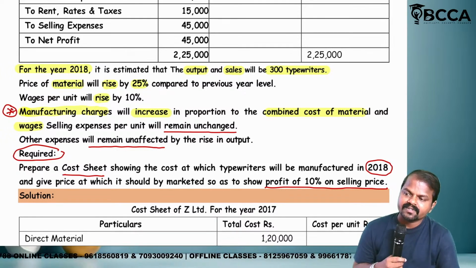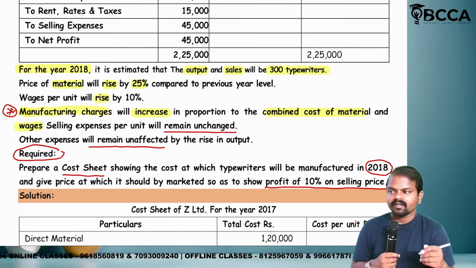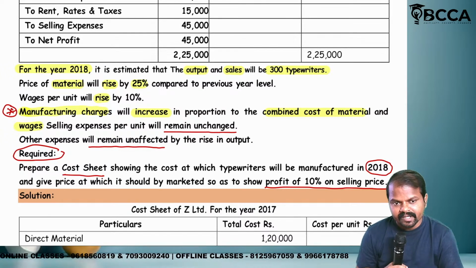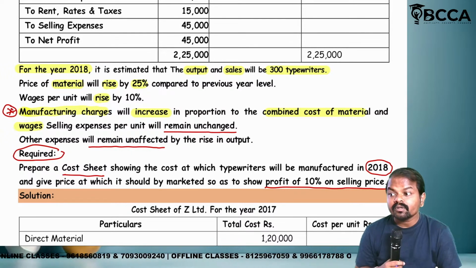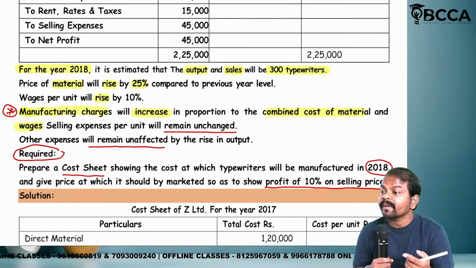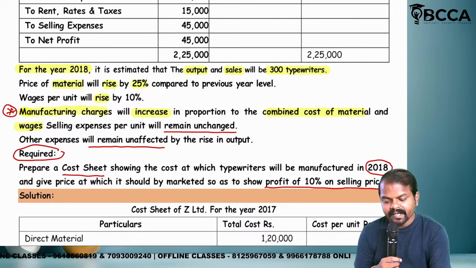Is it clear? Now tell me, are they asking for the cost sheet for 2017 or 2018? 2018. It means they are asking for a future period cost sheet, so it is an estimated or projected cost sheet.